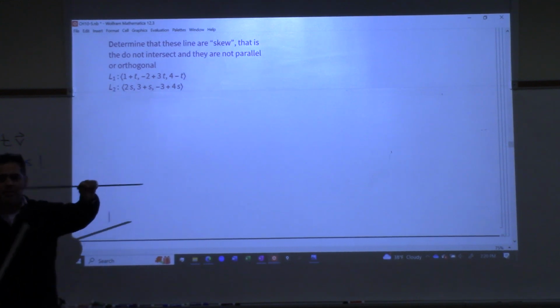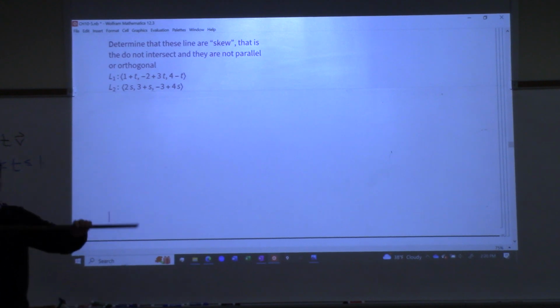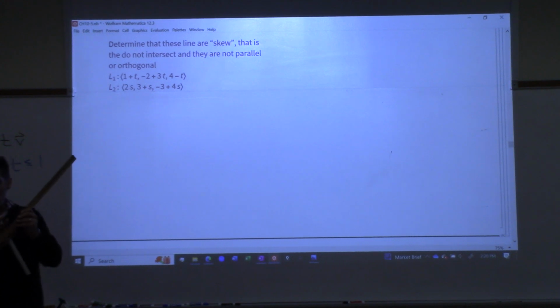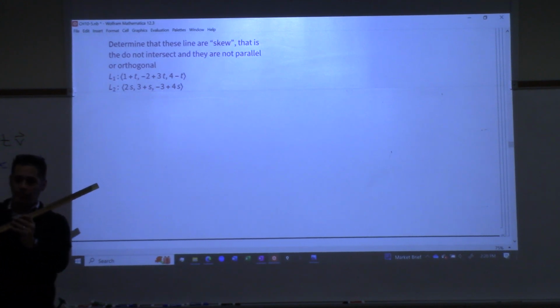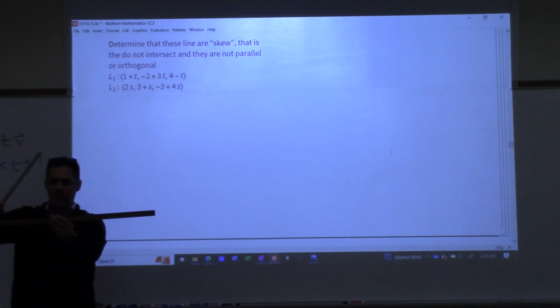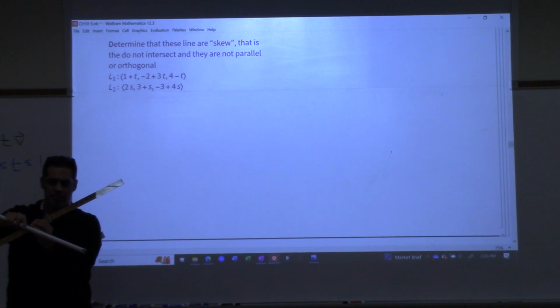So these both live in 3-dimensional space, and I'm asking us to determine that they're skew. That means, first of all, we have to determine that they don't ever intersect each other, that they are not parallel, and that they are not orthogonal. That's what it would mean for these to be skew. They don't hit each other, they're not parallel, and they're not orthogonal. Okay, these would be skew. That would not be skew. Hitting each other would not be skew.